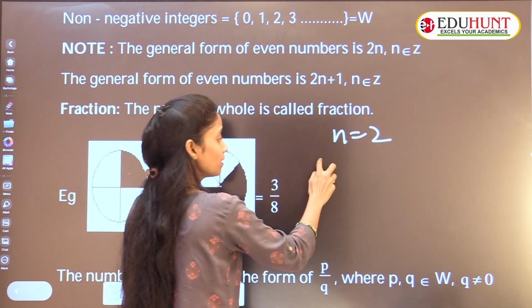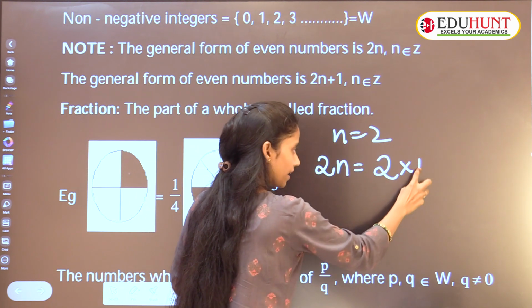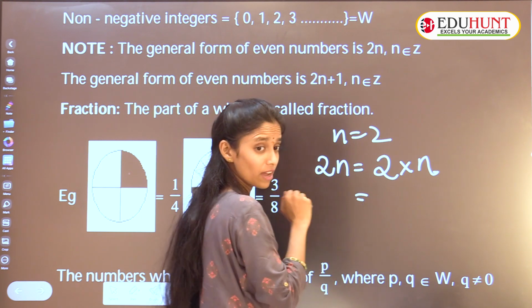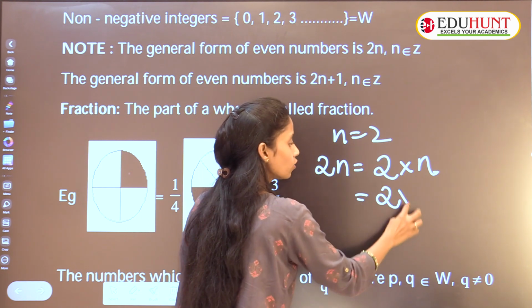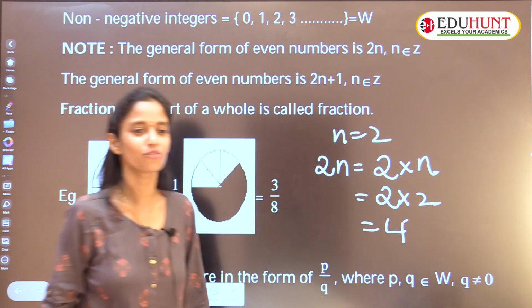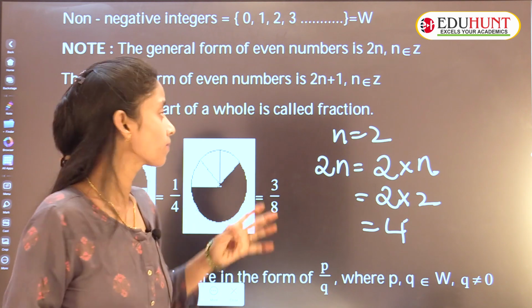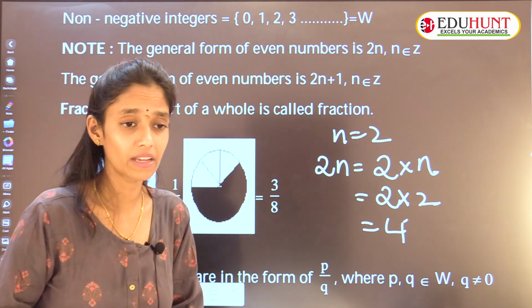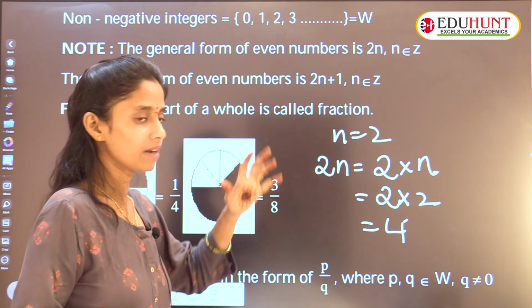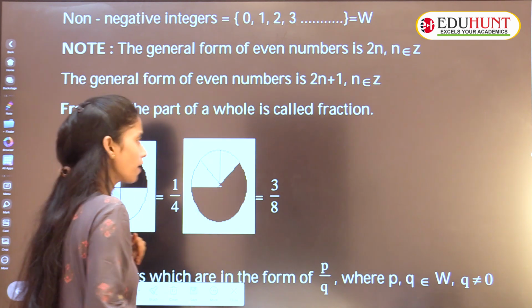Okay. Now see, 2n, which is 2 into n. Now, what is your n value? 2 into 2, 2 twos are 4. That's the beauty of the formula. So, no need to check every time. Simply, if they ask you to find even numbers for any number, you can use the 2n formula. Now, here is the odd numbers formula.